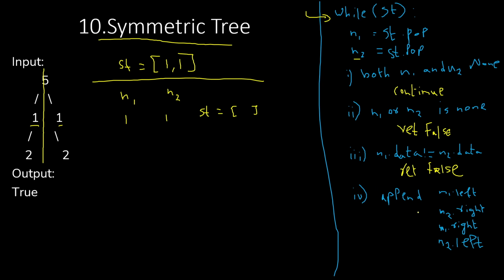Now going to the fourth condition, it says we have to append n1.left, then we have to append n2.right. And remember, these two will be mirror images of each other, and the other two will also be mirror images of each other. Now check the example, n1.left. For n1 we have 1, which is this left side one. For this one, n1.left will be this child element, the 2. Now that 2 will be added to the stack.